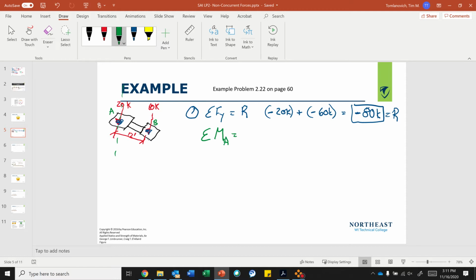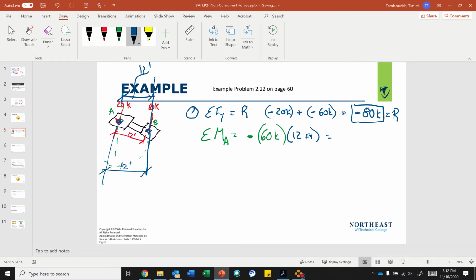The 60 kip force, okay, is going clockwise. So that's a negative 60 kips times my perpendicular distance. Okay, so remember, perpendicular distance, right? Right there, 12 feet from the line of action. See what I did? It doesn't matter how I measure this 12 feet. I can measure it there, there. Okay, this is 12 feet. Line of action times 12 feet.